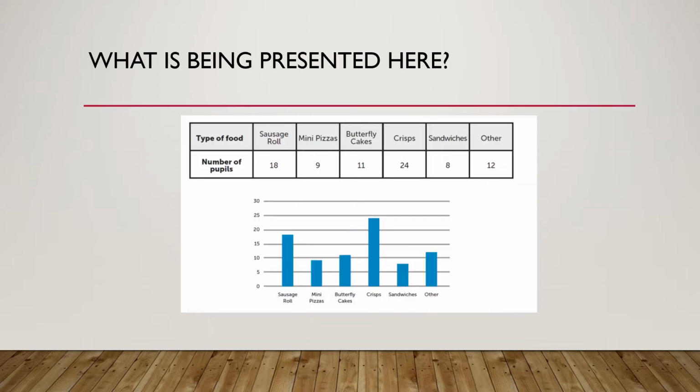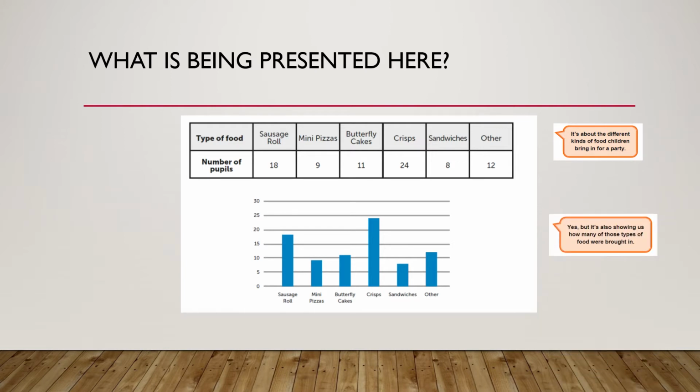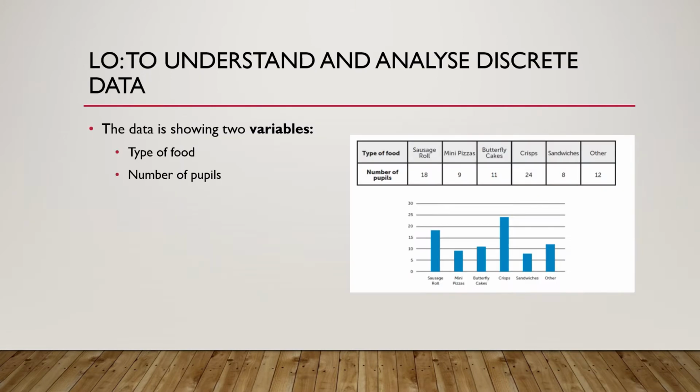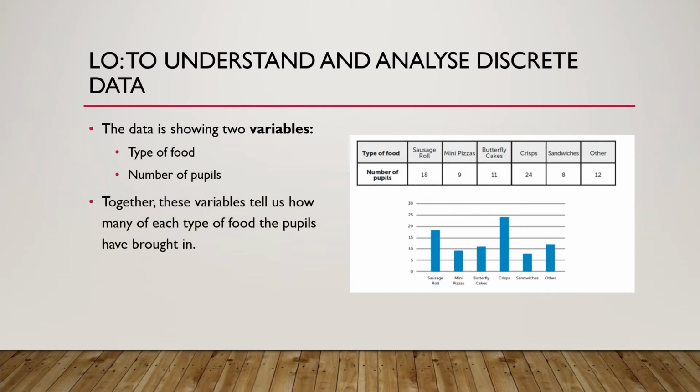We've got a table here. What do you think is being presented here? Well, we've got the different types of food children bring in for a party, but also it's showing us how many types of those food were brought in. So these are what we call variables, and there's two variables here, the types of food and the number of pupils. Together, these variables tell us how many of each type of food the pupils have brought in, and that can be represented in the bar chart here.